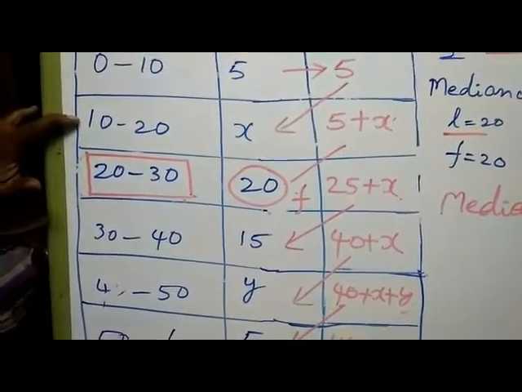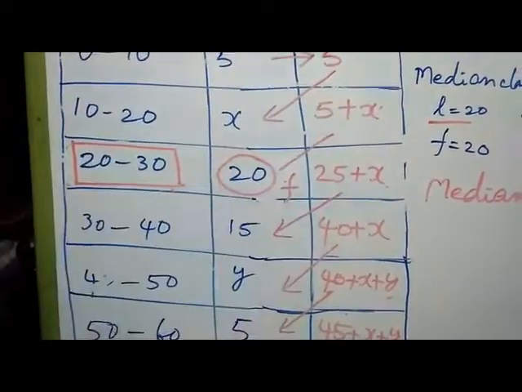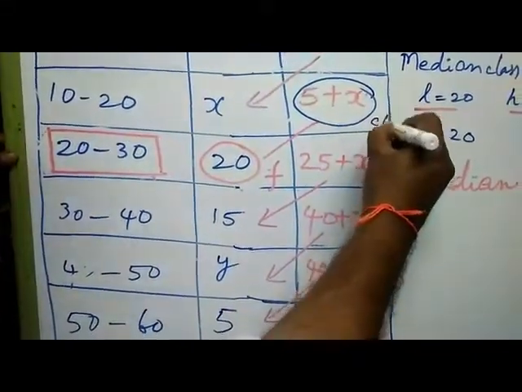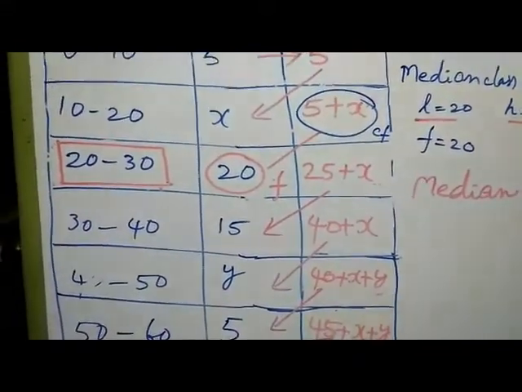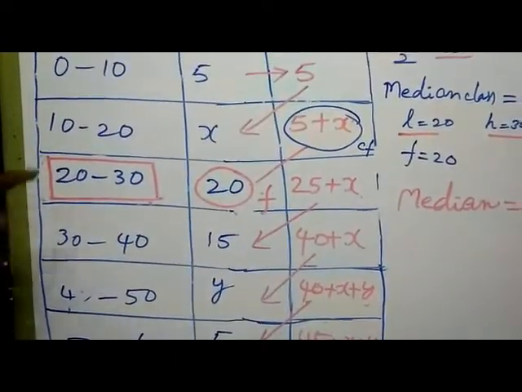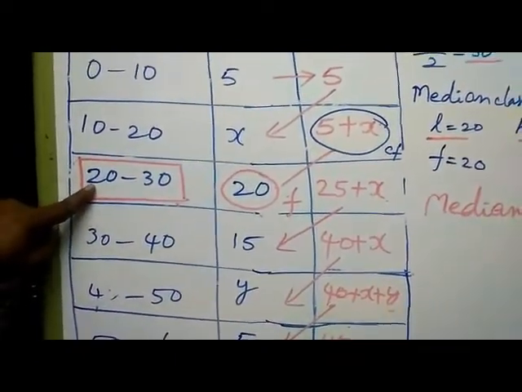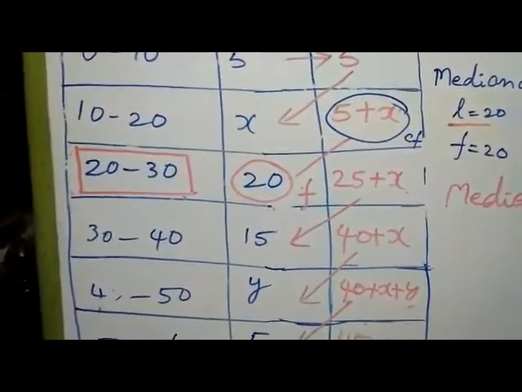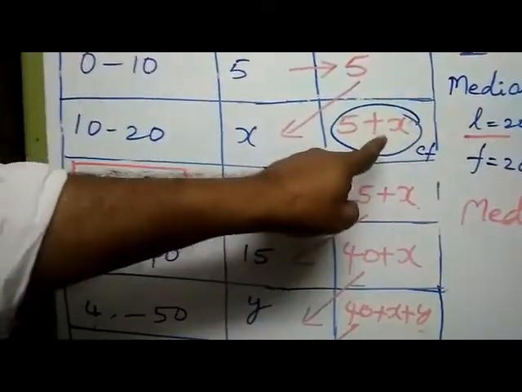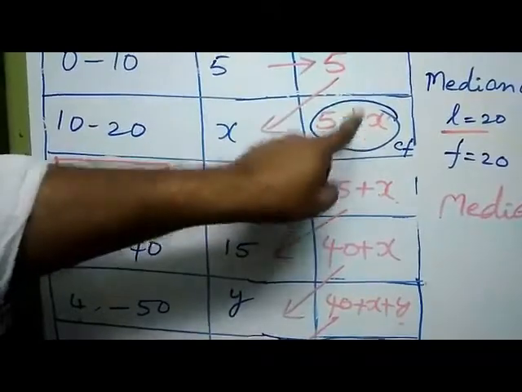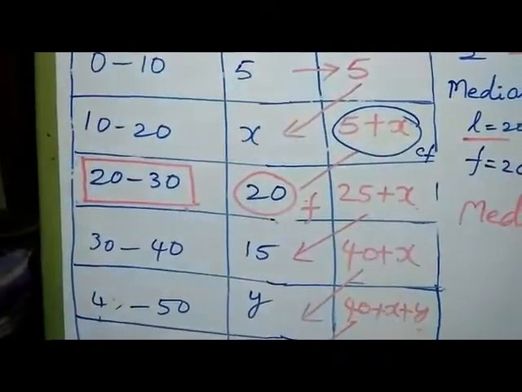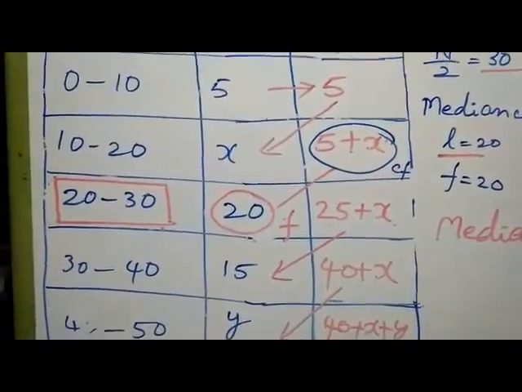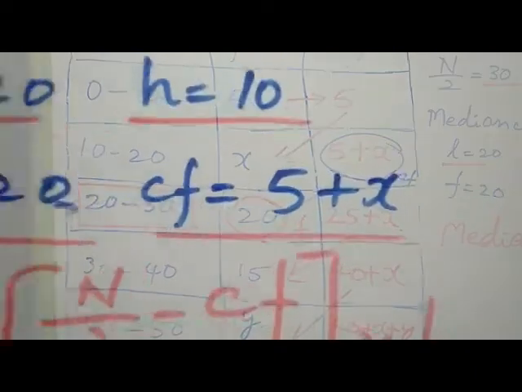For 10 to 20, the corresponding CF is 5 plus x. That is equal to CF. Once again, 20-30 is the median class. The preceding class is 10 to 20. The corresponding frequency is 5 plus x. That is nothing but CF. CF is equal to 5 plus x.